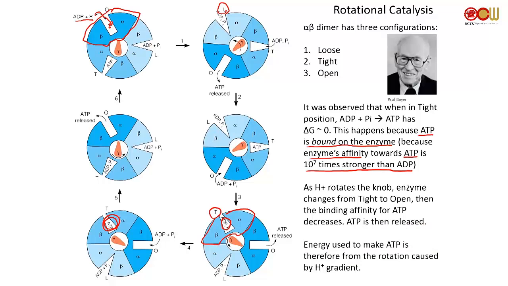So you're going to change ADP to become ATP. This is because when in the tight configuration, or conformation, the enzyme is going to promote the change of ADP to ATP. After tight, it's going to become open again, and then ATP is released. So it goes from open, loose, tight, and then open, loose, tight.